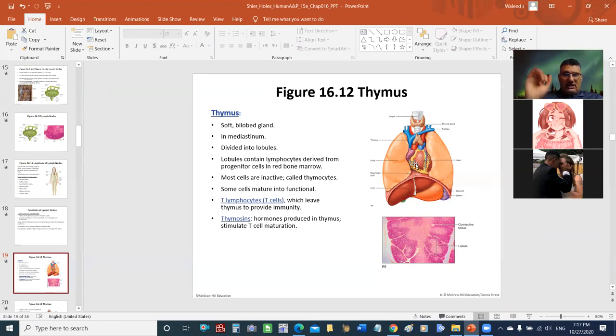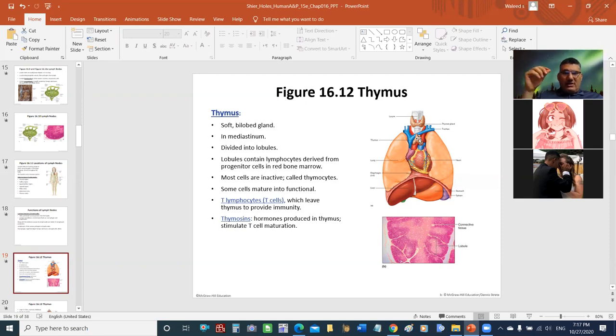Second organ, thymus. Look at this here. It's located here. We talked about these blood vessels like the aorta, ascending aorta, aortic arch, descending aorta, superior vena cava, right and left brachiocephalic veins. It is in this area. I'm pointing to it right here. This is the thymus. The thymus is a lymphatic organ.